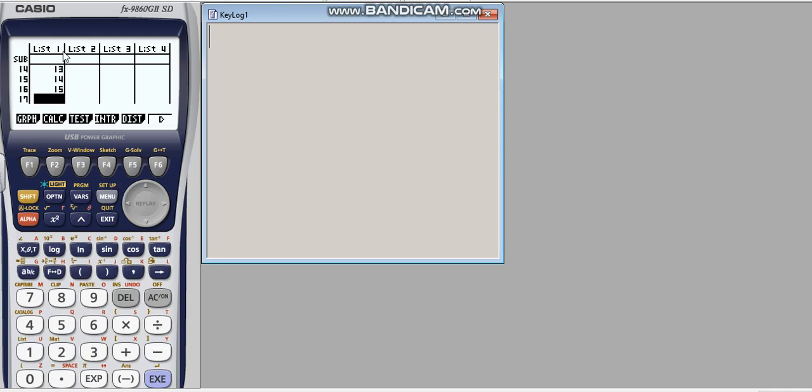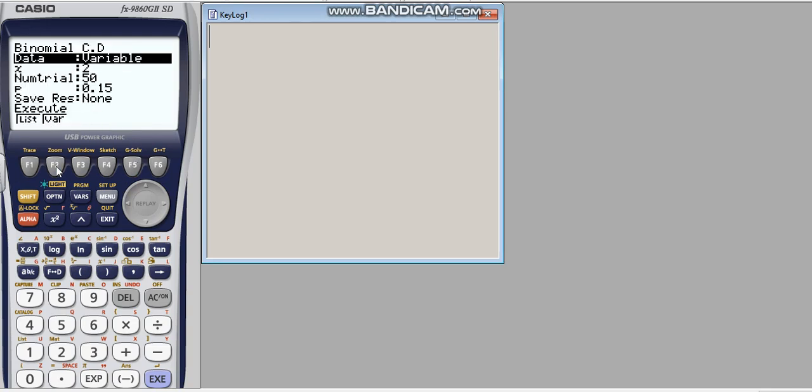Okay, so I've put all my values in there, and then I'm going to tell the calculator to put the probabilities in list 2. So we're going to come to distribution, which is F5. Again, we're going to do binomial. And again, we're going to do the cumulative distribution, which is CD. Now, what I've got here is data is variable. I want to change that to list. So you can do this in your ClassWiz calculator. If not, I have put a YouTube clip on Show My Homework to show you how to do that.